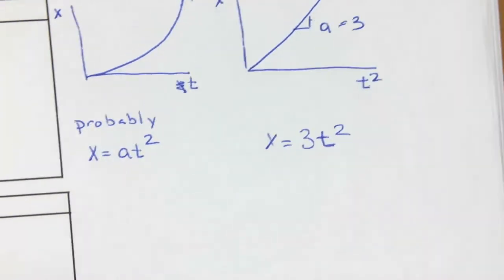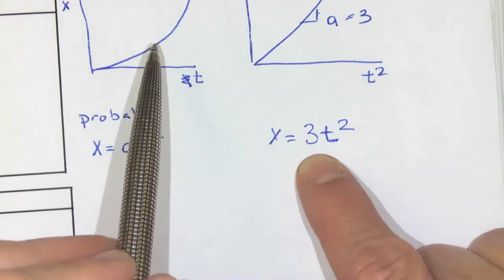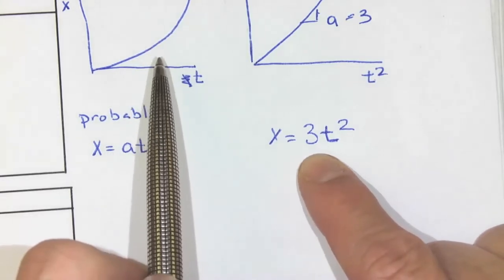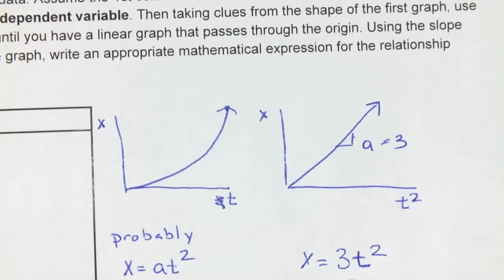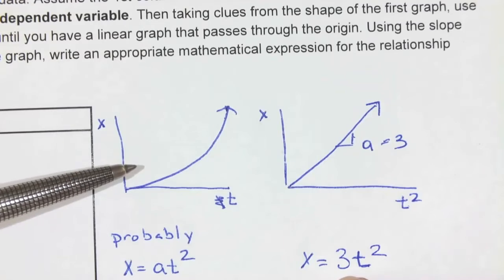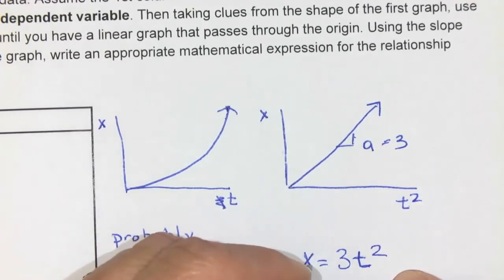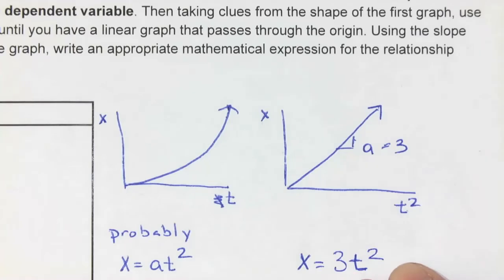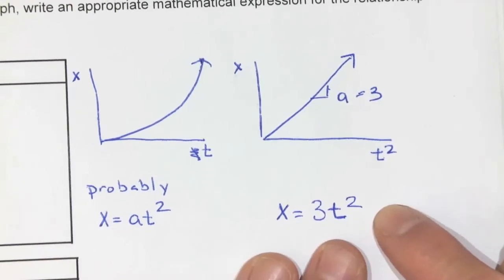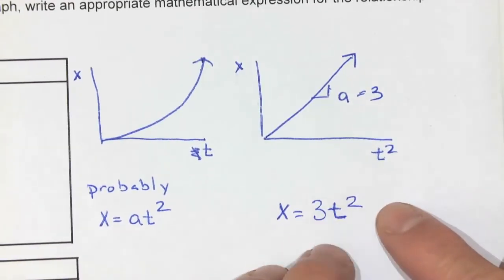Now what's really kind of cool about this process is if you had applied a curve fit to this graph using some more advanced software, you would have gotten that number x equals 3t squared. But we just did it by hand here. And so this kind of uncovers the mystery of where that comes from.